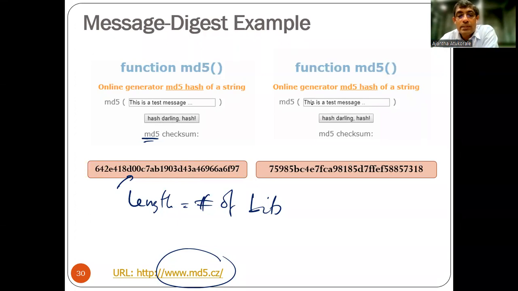Now I do the same thing. This is a test message with only 2 dots, and here there are 3 dots. So what I have done is just change 1 dot from that document, but you can see the numbers.